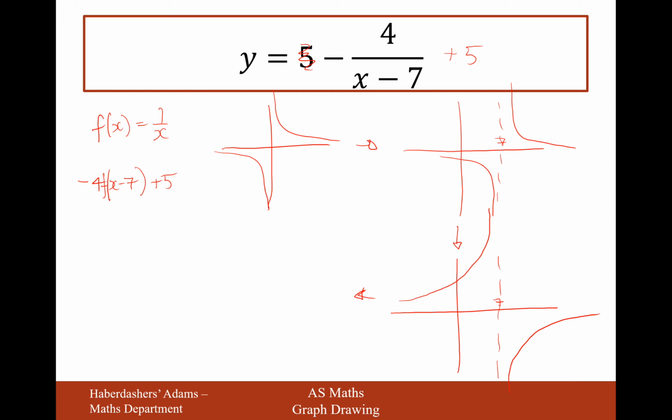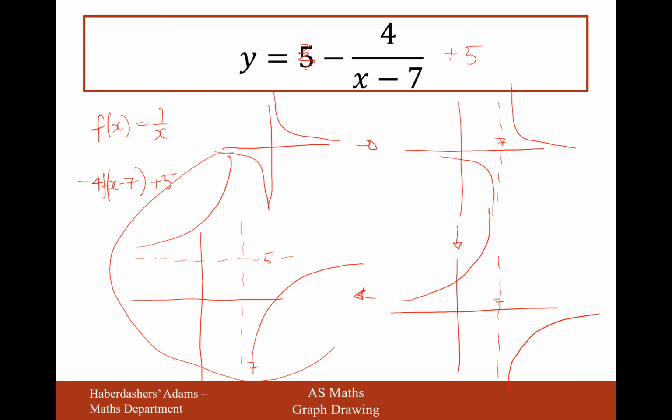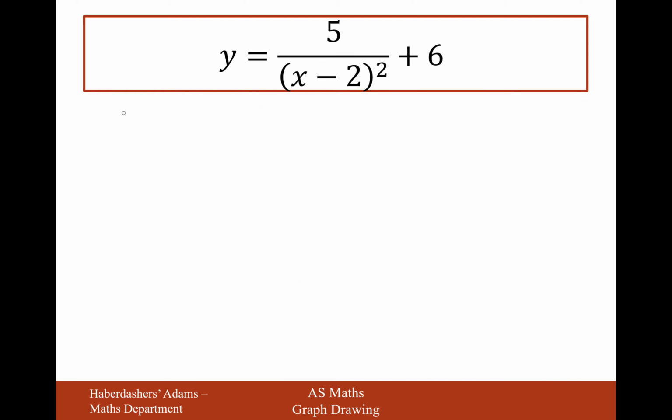So that's that, and then the final picture of this graph is now going to be moved up by 5, so an asymptote line at 5, an asymptote line at 7, and it's going to be on the bottom right but quite far out, and it's going to be on the top left but quite far out. So it's this shaped graph here that is the final answer. That there and that there. Okay, moving on to the next question.